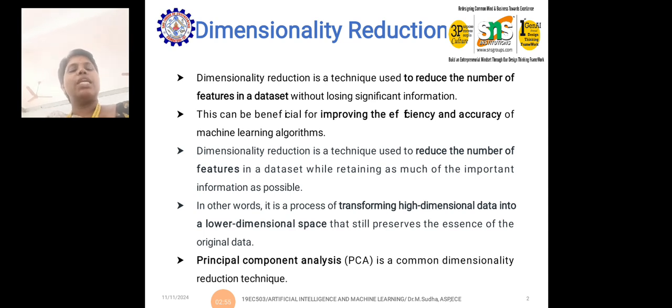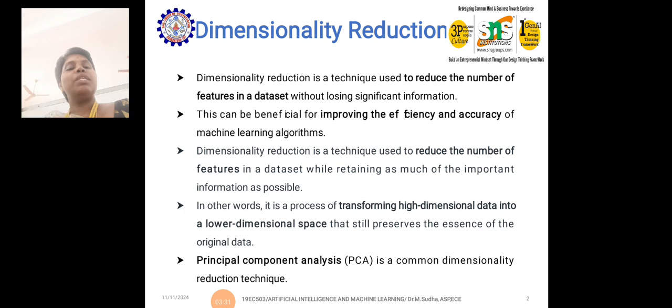In other words, in a technical way, it is a process of transforming high dimensional data into a lower dimensional space that still preserves the essence of the original data. That means we have high dimensional data, but the space is very limited. What we are going to do is reduce the dimension and fit it into that particular space. That is called dimensionality reduction. I think it is clear now, right?